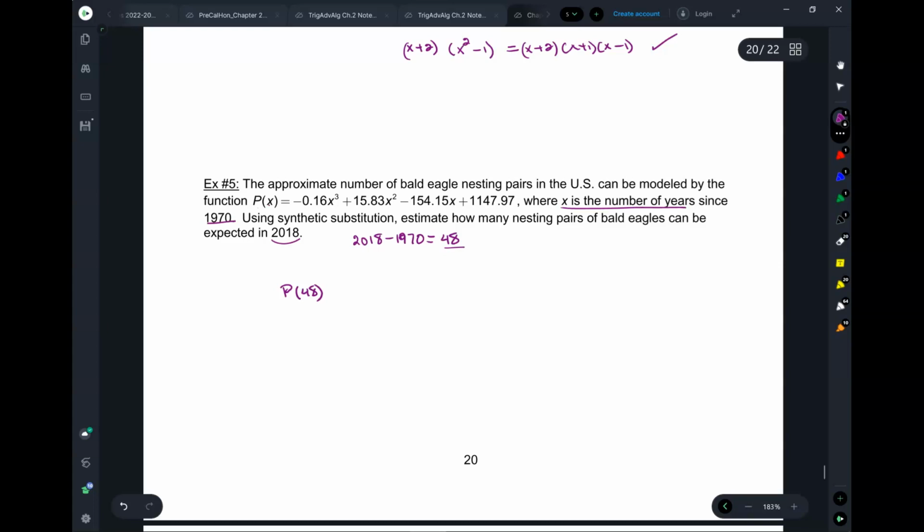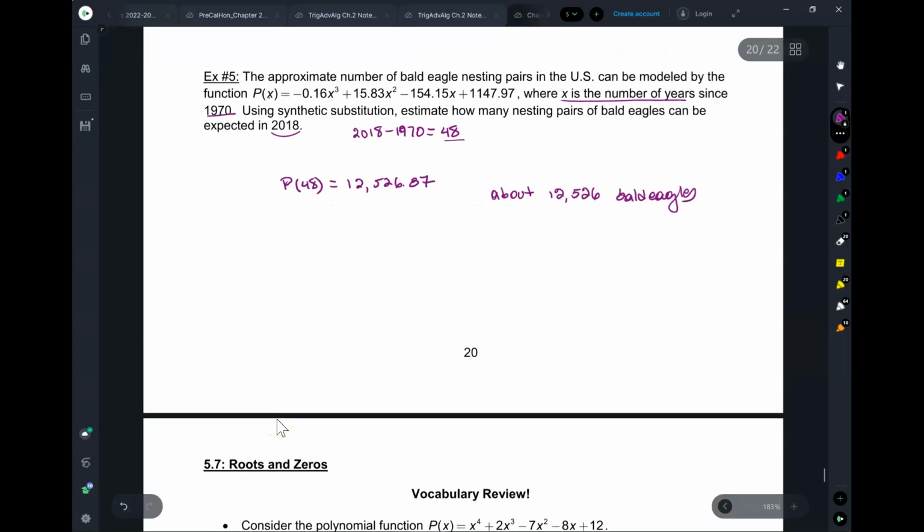So take a look at where the power of the synthetic division will come in, right? So instead of doing 48 cubed and 48 squared and so on and so forth, you can just do the synthetic division. For this one, I did graph it and plug in the value, and I got 12,526.37. Okay, so that's about 12,526 bald eagles. Okay, so I did graph that, and I wanted to find the answer as a little bit of a cheat, because I want to show you how painless it can be with synthetic substitution. So why don't we go ahead and do that now? Let's see if we're going to get that same answer.